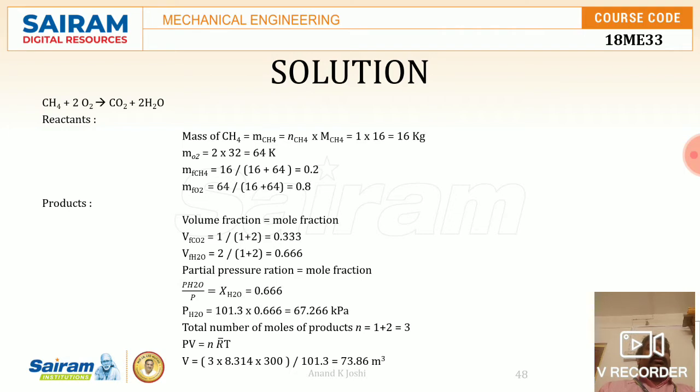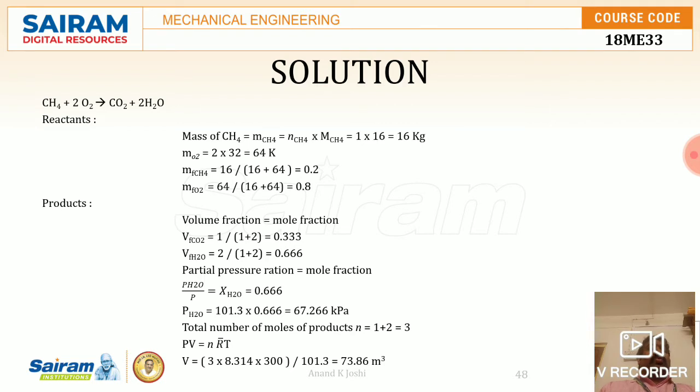Now we come to calculating the mass fraction. What is the formula of mass fraction? Mass of the individual constituent to the mass of the total mixture. So the total mixture is how much? That is 16 plus 64, which is 80. So 16 by 80 is 0.2, and m_fO2, the mass fraction of oxygen, is 64 divided by 80, which is 0.8. So this is the mass fraction of that particular gas.